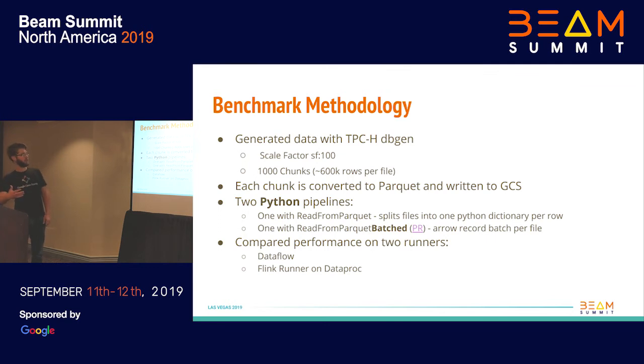And then I wrote another one that uses ReadFromParquetBatched, which is something that I have a PR up to add to Beam now. That basically just produces an Arrow record batch per Parquet file. So instead of splitting it out into Python dictionaries, it just gives you an entire batch for the Parquet file. And then I compared the performance for these 2 pipelines on 2 different runners, on Dataflow and on the Flink runner running on Dataproc.